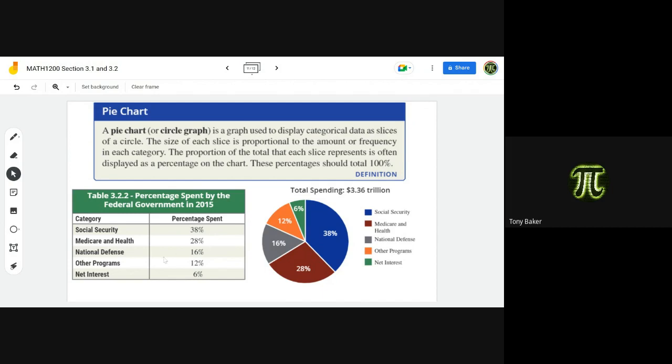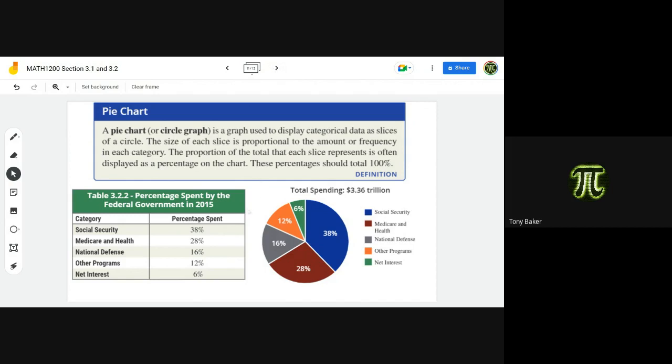Defense, 16%. Other programs, 12%, and net interest, this is the interest on our national debt, was at 6% that year. Way higher than that now. It's actually approaching the defense level right now for our national debt.